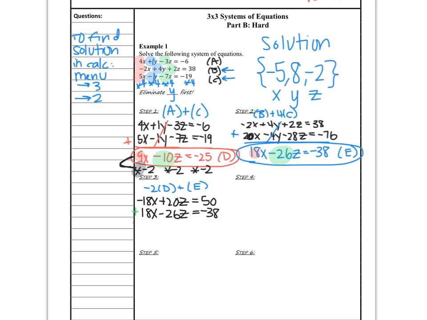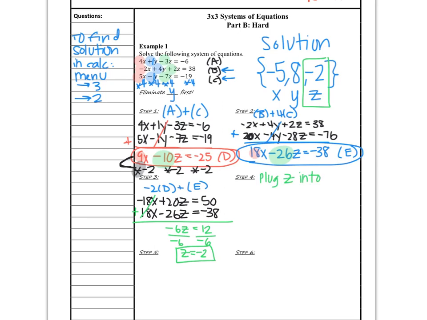So from here, when I add straight down, x's cancel. Then we have negative 6z equals positive 12. 50 take away 38 is positive 12. Divide by negative 6. And we have z equals negative 2. And before I box it in, I want to come back to my solution and ask myself, did it work out? Heck yes, it did. Z equals negative 2.